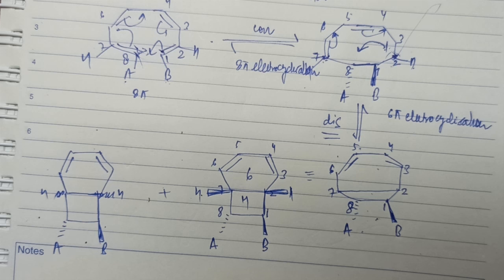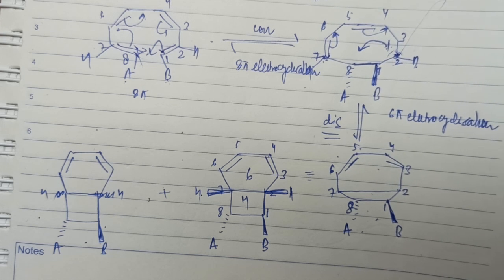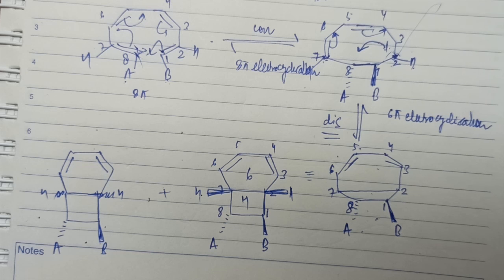And then there are two possible stereochemical modes. The terminal p lobes of the polyene system can either move in a clockwise fashion, both lobes, or both lobes can move in an anti-clockwise fashion. We call this stereochemical mode conrotatory. If one lobe is moving in a clockwise fashion and the other lobe is moving in the opposite anti-clockwise fashion, or vice versa, we call this stereochemical mode disrotatory.